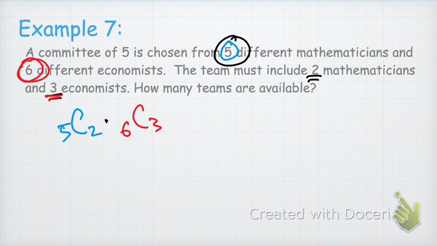So 5 choose 2 is 10. I should have known that. We saw that number earlier today, didn't we? And then 6 choose 3. 6 nCr 3 is 20. And if we multiply 10 times 20, we have 200.